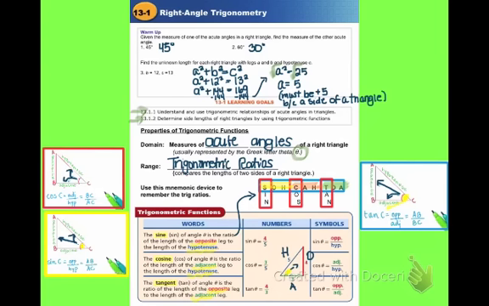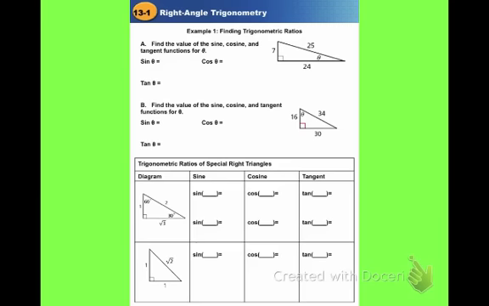Let's turn the page. So let's go ahead and test our ability to identify these ratios in an example. It says find the value of the sine, the cosine, and the tangent function for theta. So I can see that they've identified theta as this angle right here in the triangle. So I'm going to use that as my reference angle. So the sine, remember the sine is the SOH. So that means the opposite over the hypotenuse.